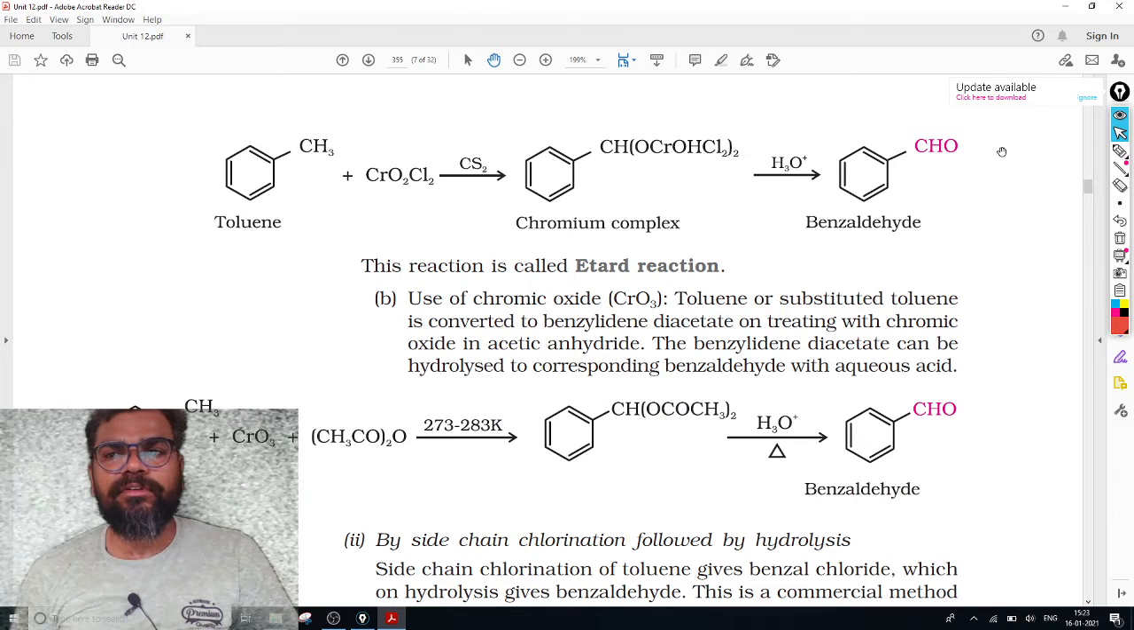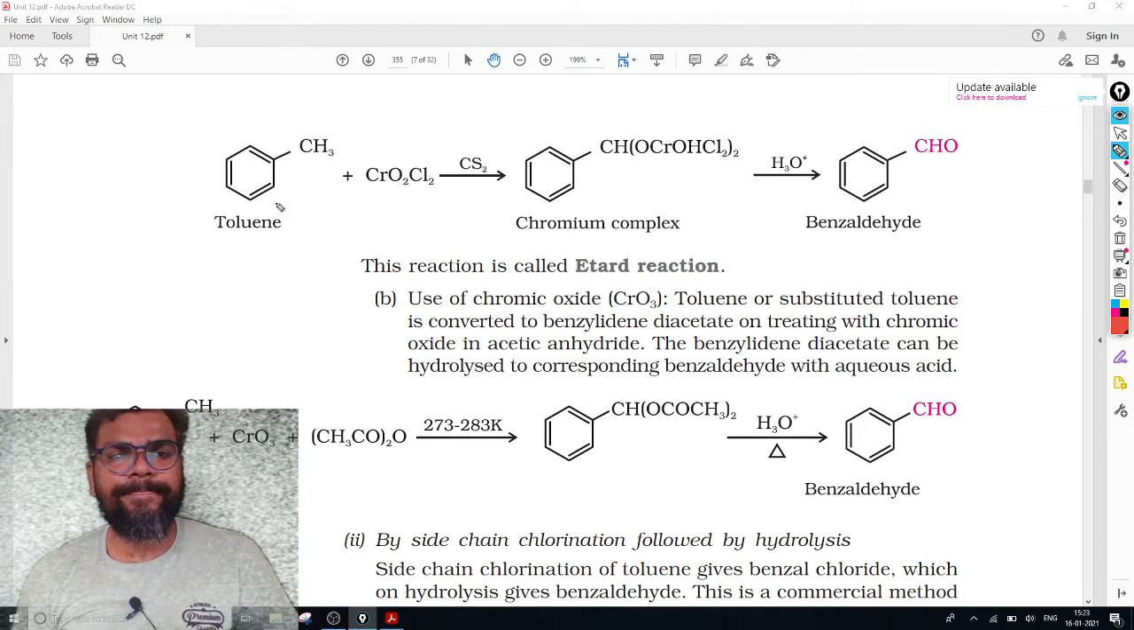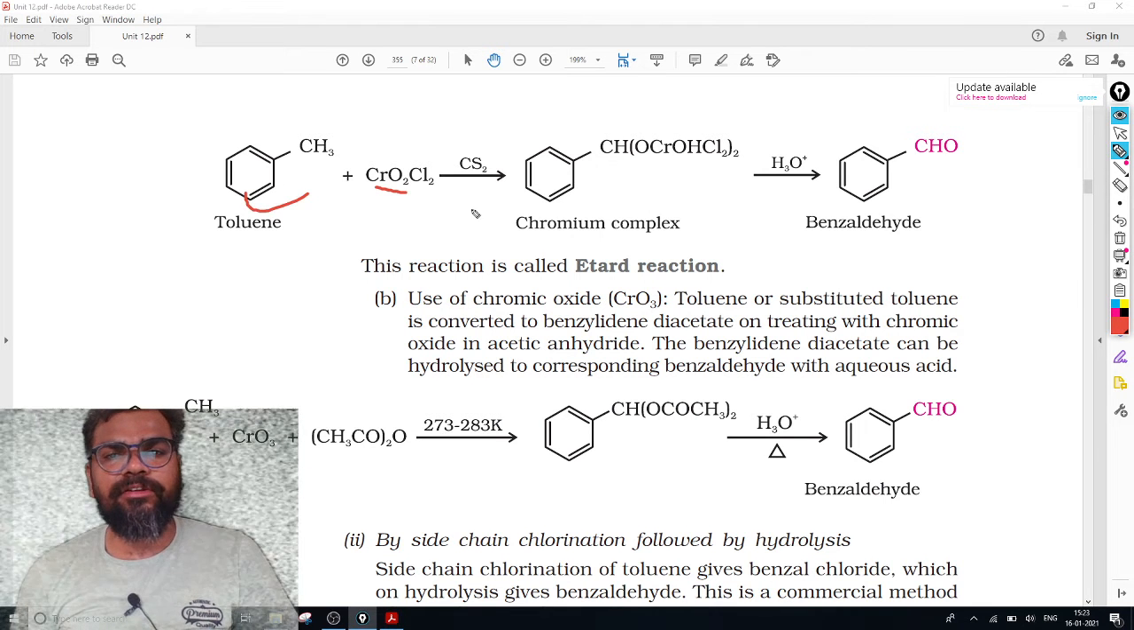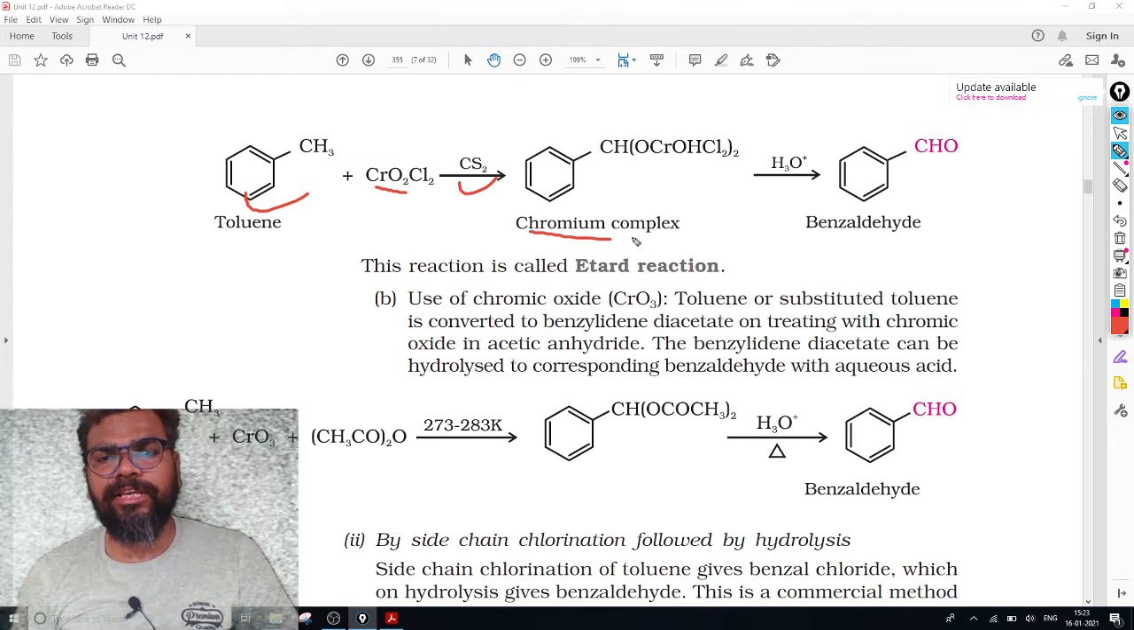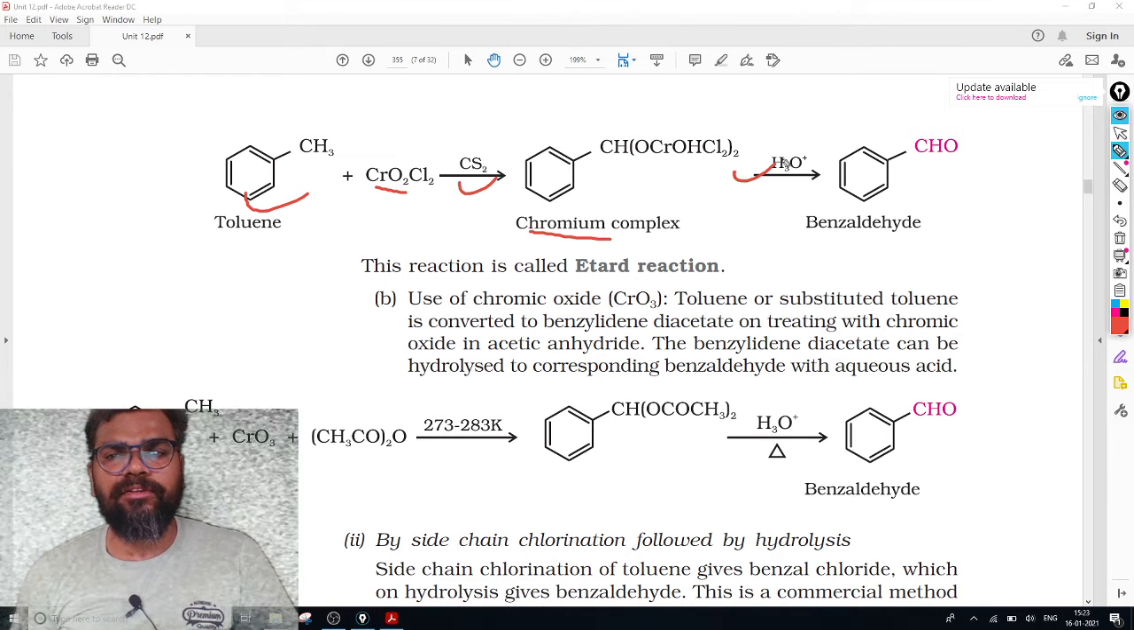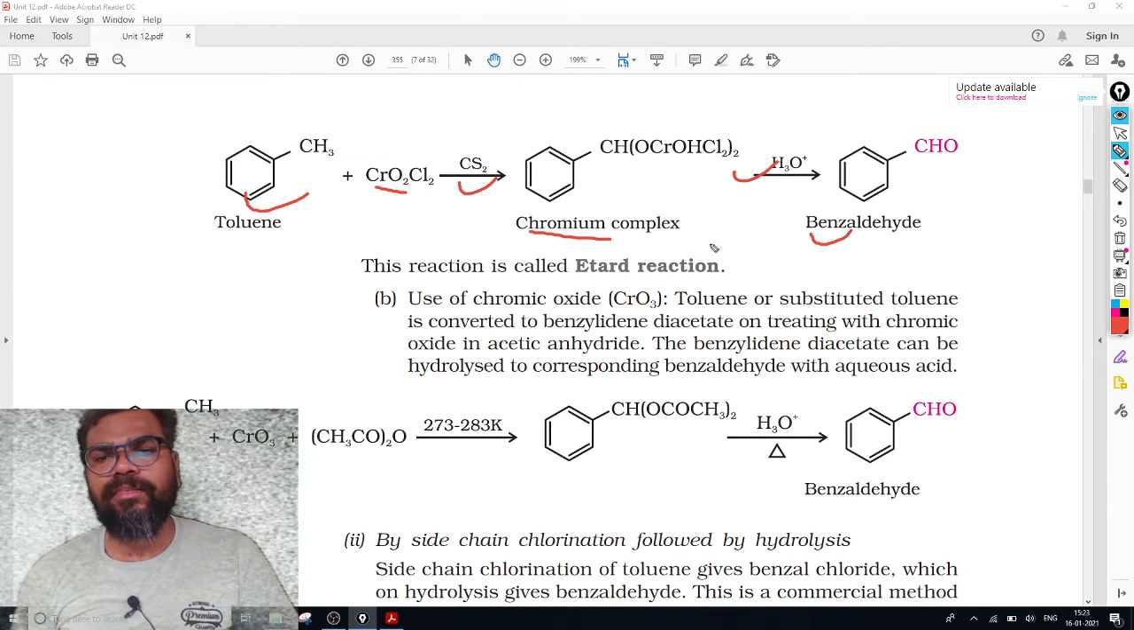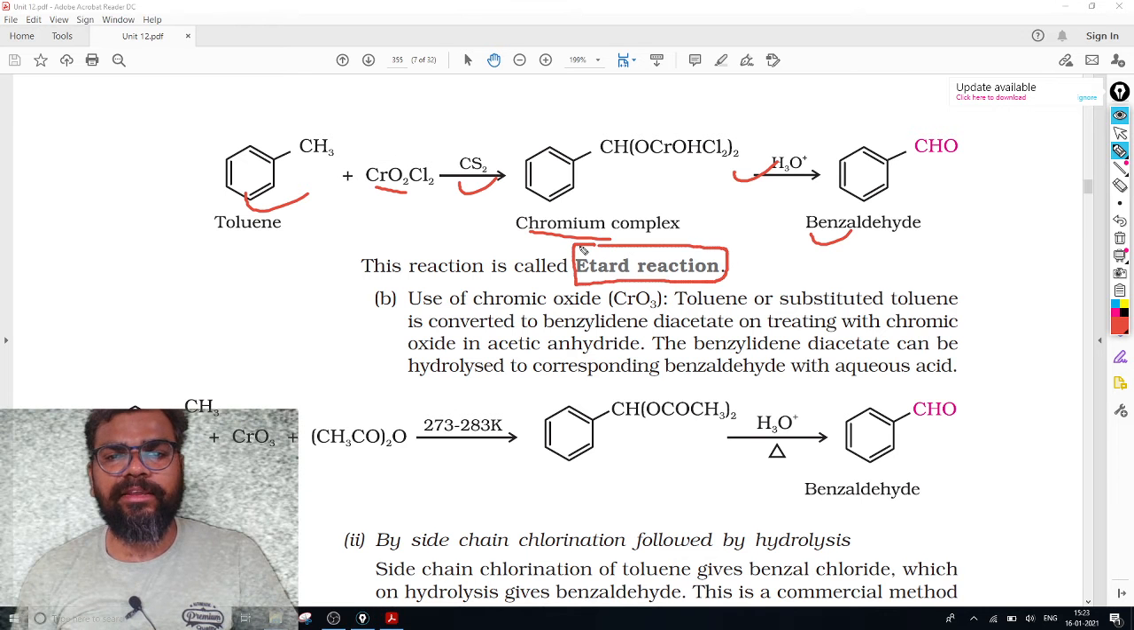So first of all, toluene, chromyl chloride, in the presence of carbon disulfide, you will get the chromium complex, and then on hydrolysis you will get benzaldehyde. This reaction is known as the Etard reaction.